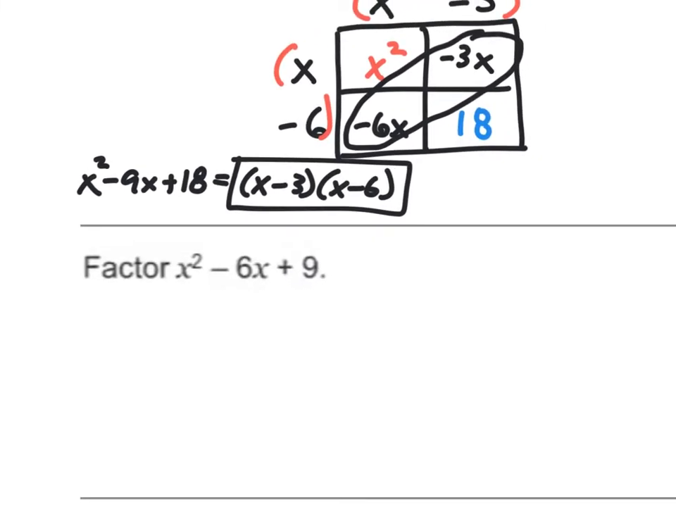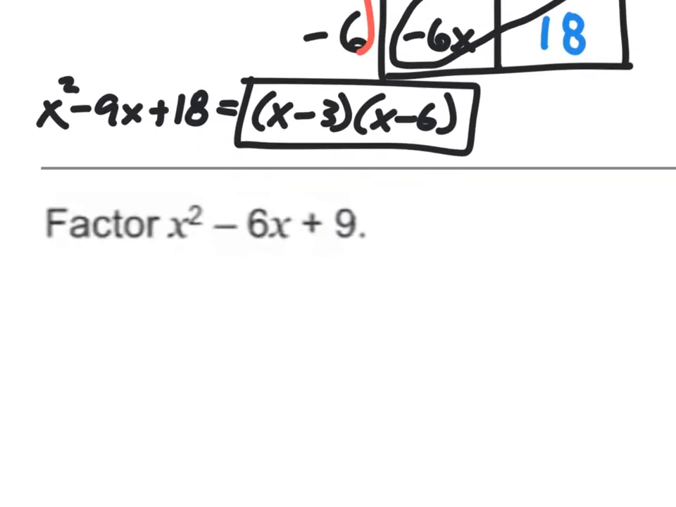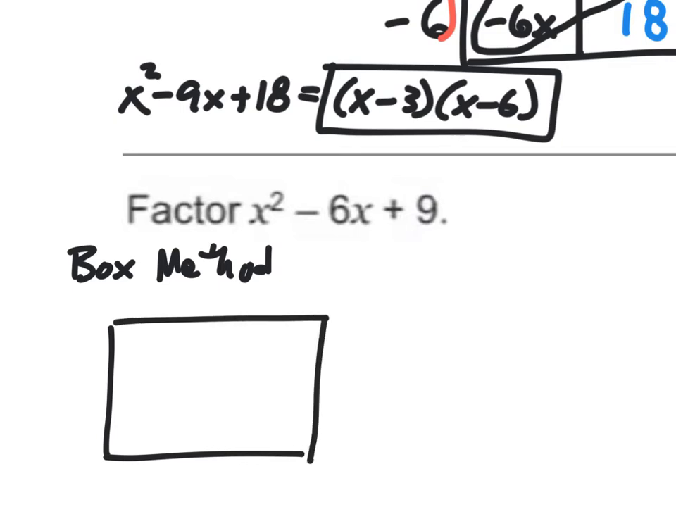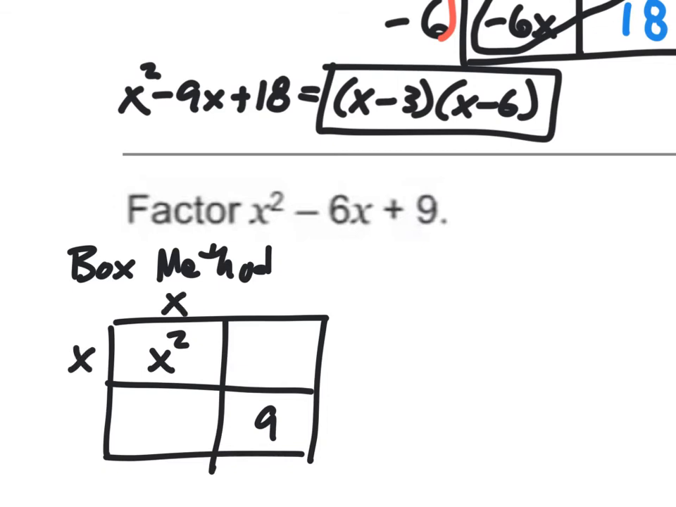So let's just do this. I'm going to do this a couple different ways. I'm going to do this using the box method, and I'm going to do it using the x method, okay? And we'll end up getting the same thing. So first, let me do the box method. I'm just going to draw a box. I'm going to put my first term, x squared, in here, my last term here, and then I'm going to ask myself, what two numbers multiply to x squared? That's just going to give me x times x. So those go there.